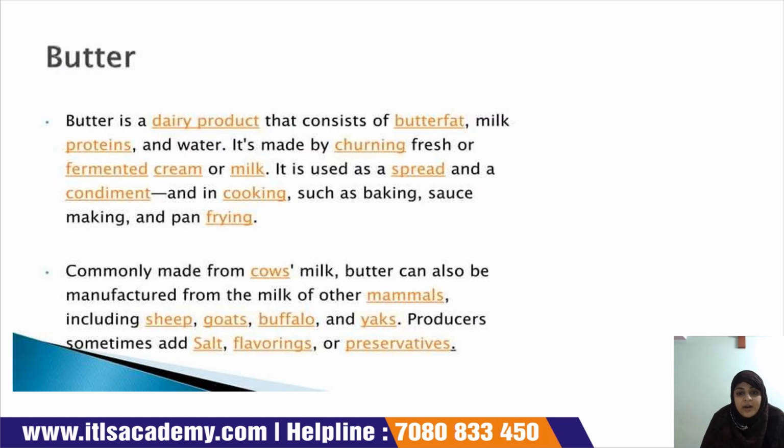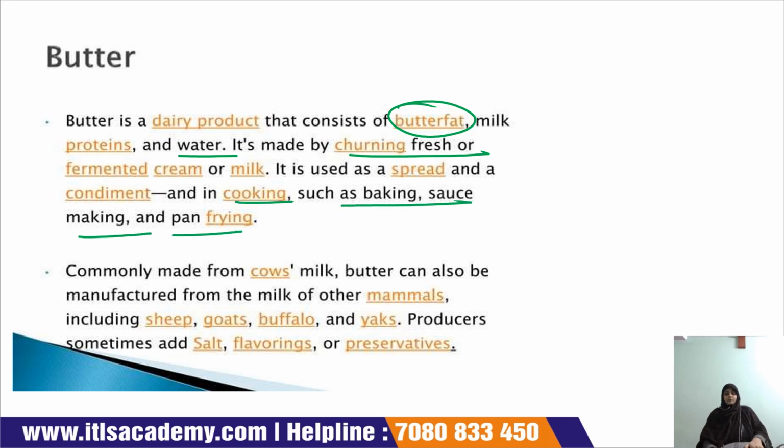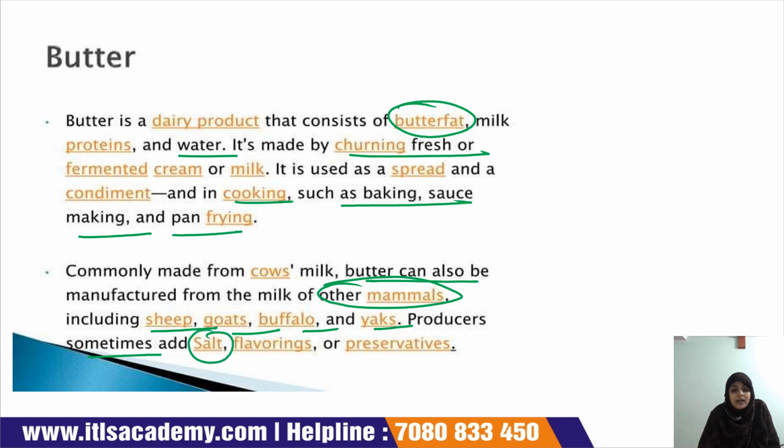Butter is also a dairy product which consists of butterfat, protein, and water, and it is made by churning fresh or fermented cream or milk. It is used as a spread and condiment, and also in cooking such as baking, sauce making, and pan frying. It is commonly made from cow milk. Butter can also be manufactured from the milk of other mammals like sheep, goat, buffalo, and yak, and is produced sometimes by the addition of salt, flavoring, or preservatives.